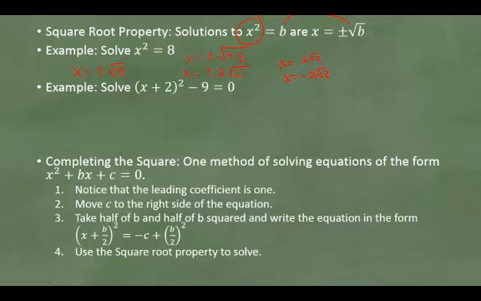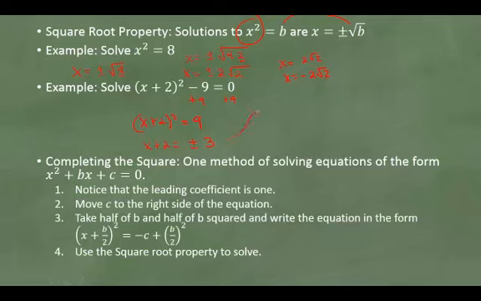Same thing here. X plus 2 squared minus 9 is equal to 0. To use the square root property, we have to have something squared is equal to something else. So we need to do one step first. We need to add 9 to both sides. Then we have x plus 2 squared, something squared, here that cancels out, is equal to 9, something else. So now we can use the square root property to say that the solutions are x plus 2 is equal to plus or minus the square root of 9. The square root of 9 is 3.